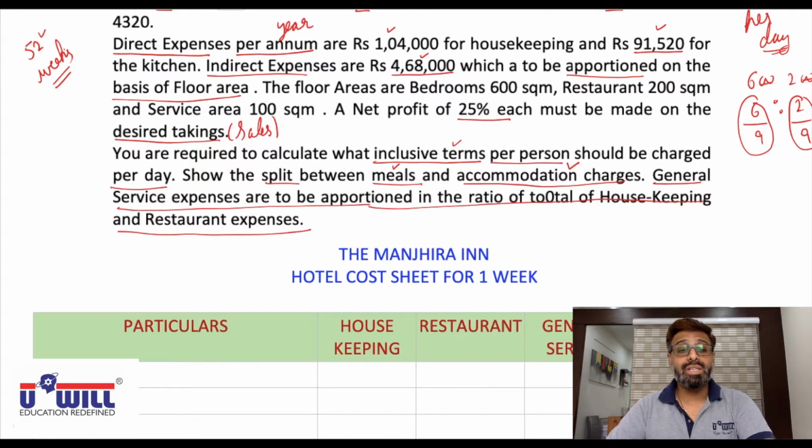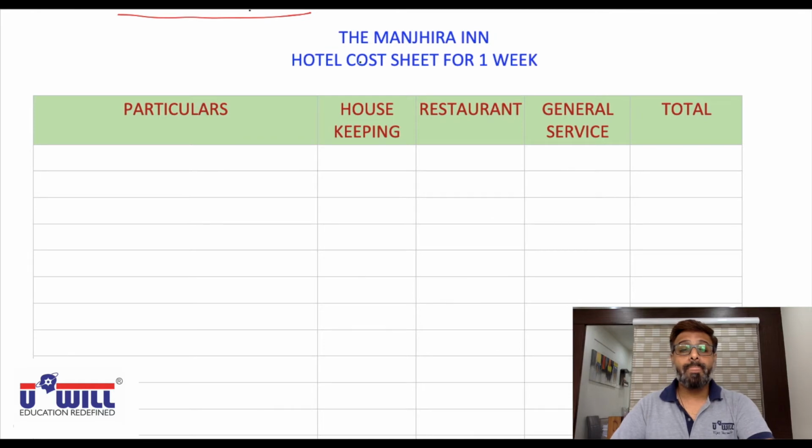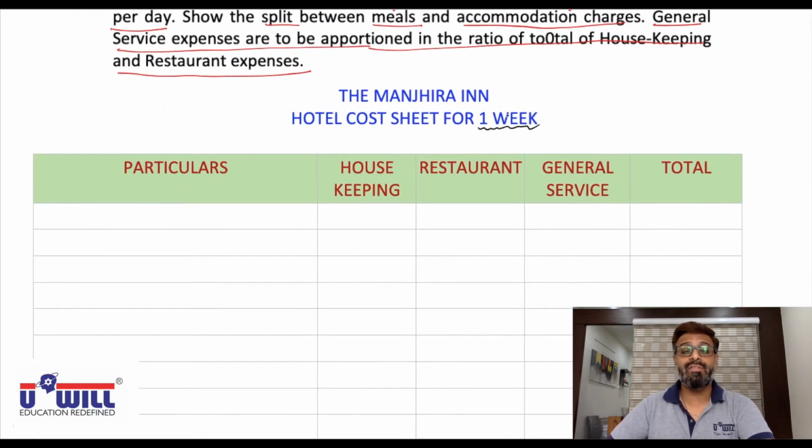So all of you pause the video and make this format. What format? The Maharaja Inn hotel cost sheet again for 1 week. Why 1 week? Because these sleeper nights 400 are given per week. So we make the cost sheet for 1 week. Columns will be particulars, housekeeping, restaurant, general service and total. Pause the video and make these columns, everyone. I hope all are done with the formats.